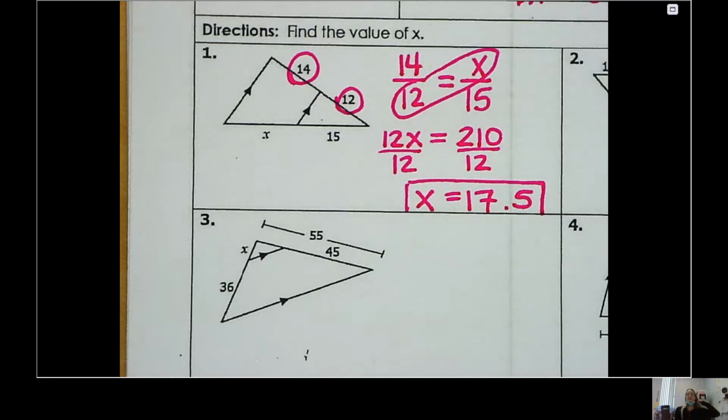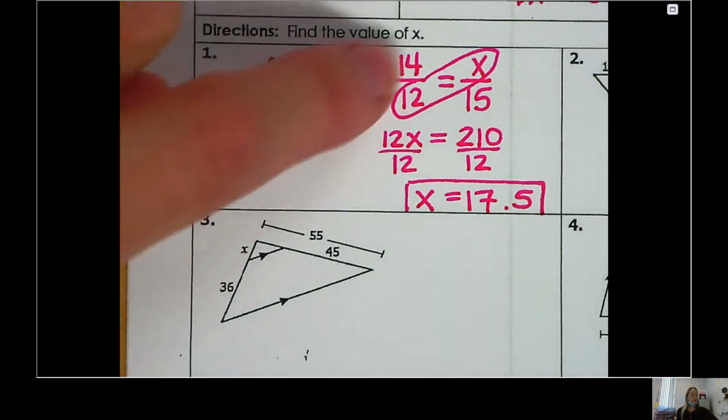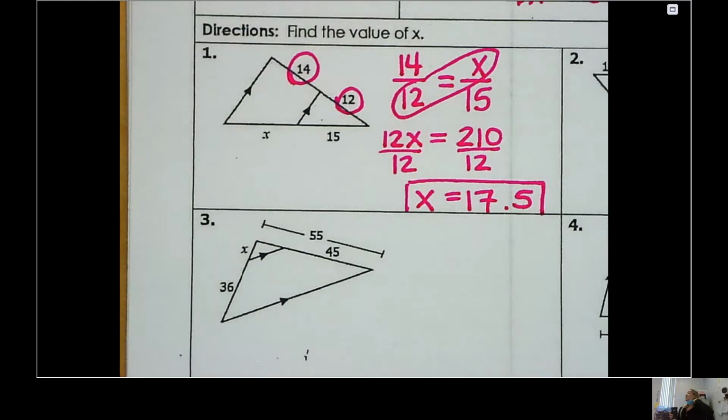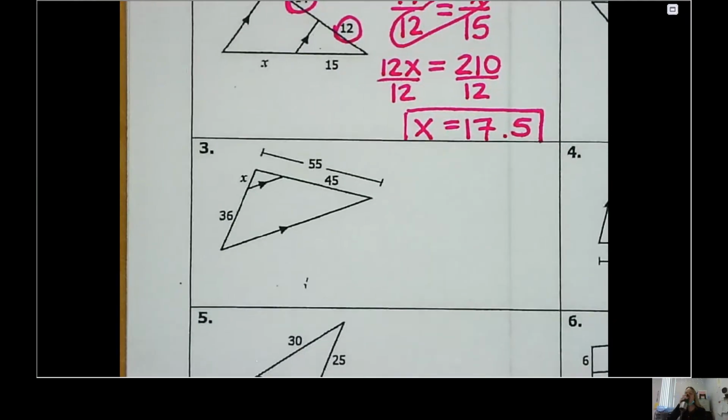It doesn't matter which one you put on top, like 14 over 12 or 12 over 14, as long as you keep the order the same in the second one. Okay? All right, so let's take a look. Like I said, we're only going to do the odd problems. Number 3.